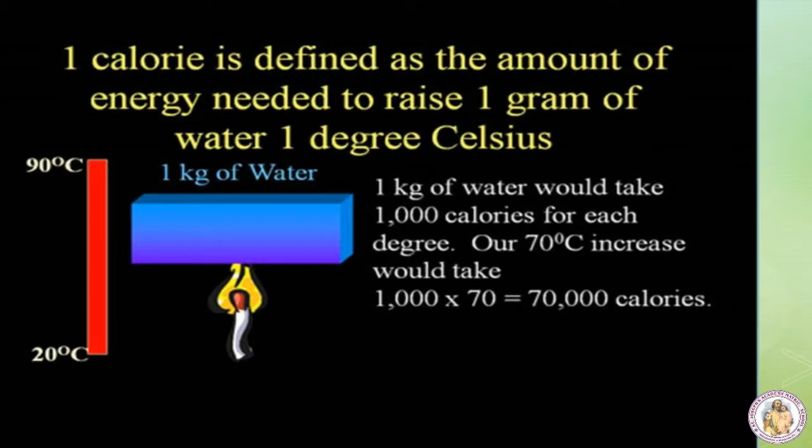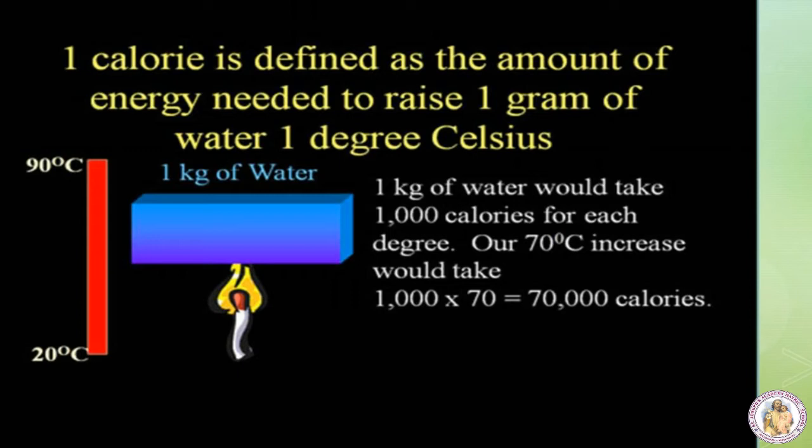Other units of heat energy. Though the SI unit of heat energy is joule, there are some other commonly used units: calorie and kilocalorie. First we'll see what is a calorie. 1 calorie is defined as the amount of energy needed to raise 1 gram of water through 1 degree Celsius.